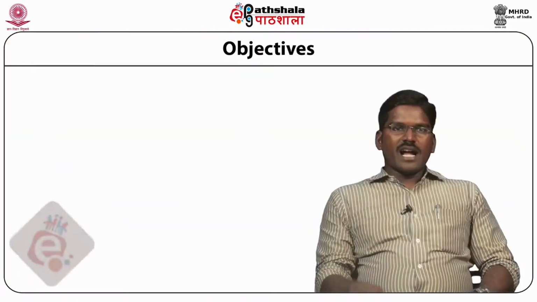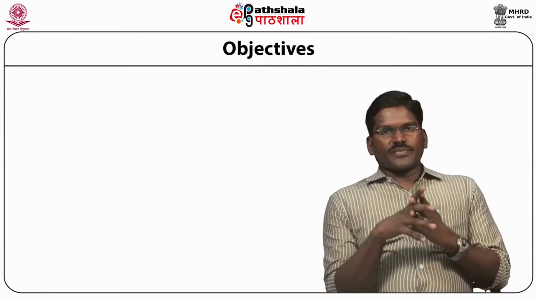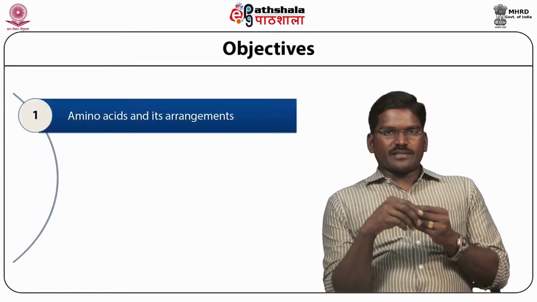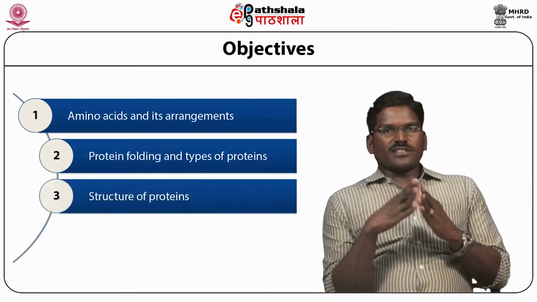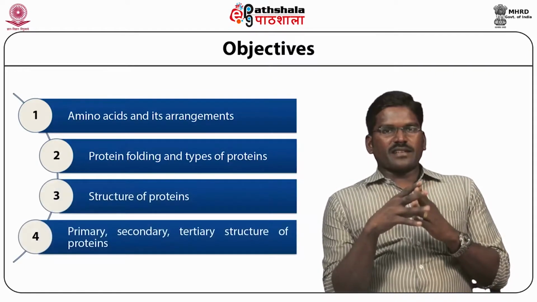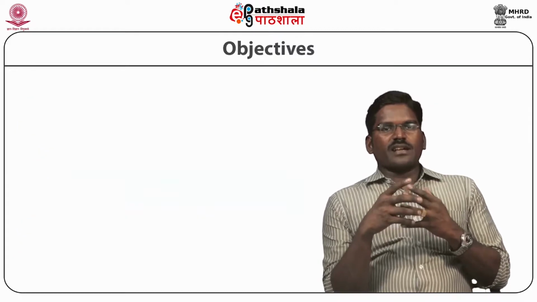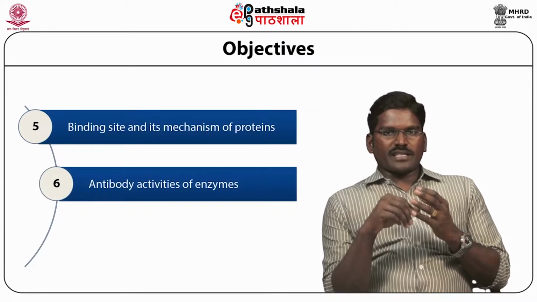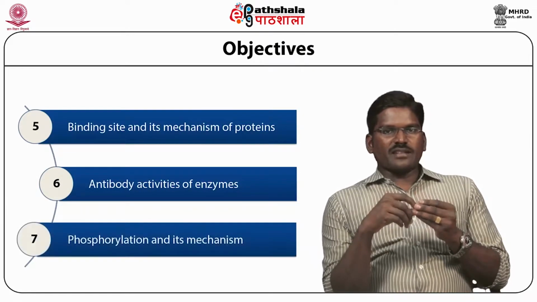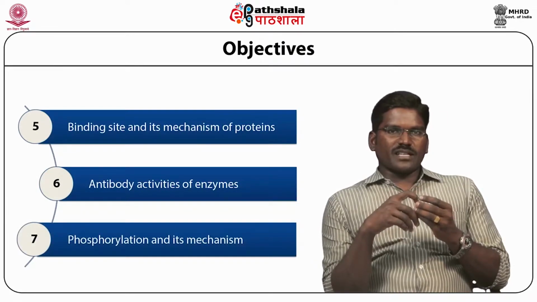Today we are going to talk on model Protein Structure and its Functions from the paper Structure and Function of Biomolecules. The objective of today's lecture is amino acids and their arrangements, protein folding and the types of proteins, primary, secondary, tertiary structure of proteins, binding site and its mechanism of proteins, antibody activities of enzymes, phosphorylation and its mechanism. These are all we are going to study in today's lecture.